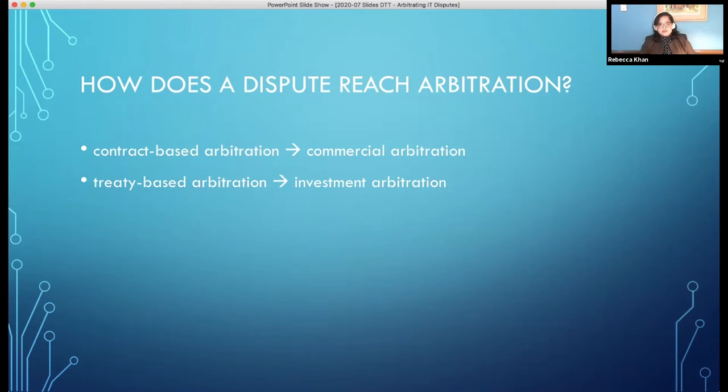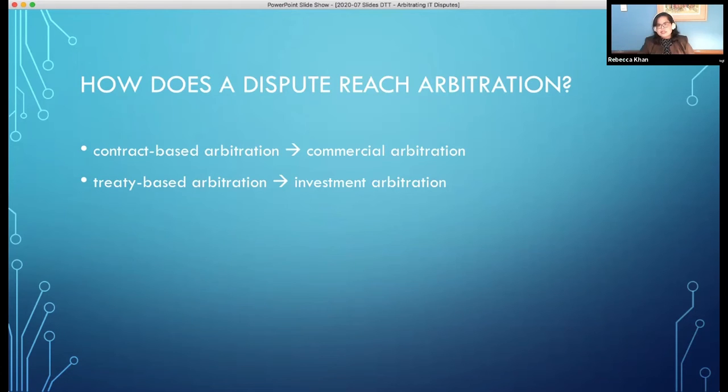So how does a dispute reach arbitration? You know what arbitration is, you know its advantages, you know its features. How do you even get there? We've already mentioned the arbitration clause in the contract itself, or the submission clause after the dispute has arisen. So in contract-based arbitration, you have that arbitration clause before the dispute even comes about, or you have the submission clause, and that is how you bring a dispute to commercial arbitration.